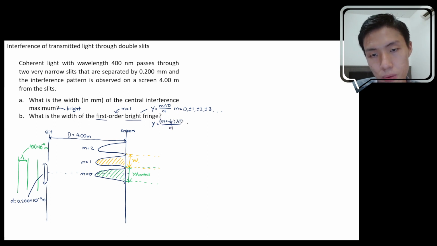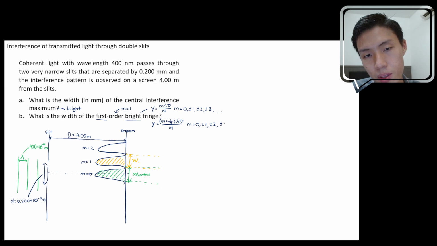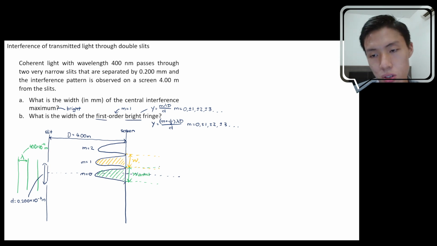Where your m will start from 0 also, maybe plus minus 1, plus minus 2, plus minus 3, and so on. So now we have the equation for bright and dark. We need to determine the y first, and from the y we can determine the w, which is the width over here. Anything must always be measured from the center, so I'm going to draw the center line to be longer.